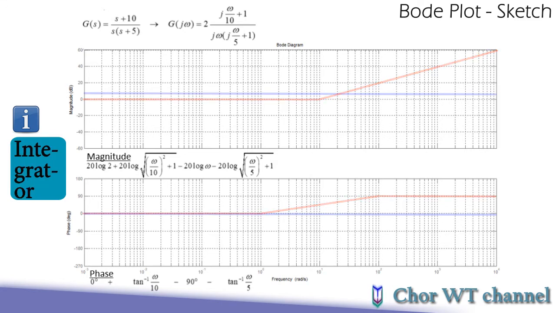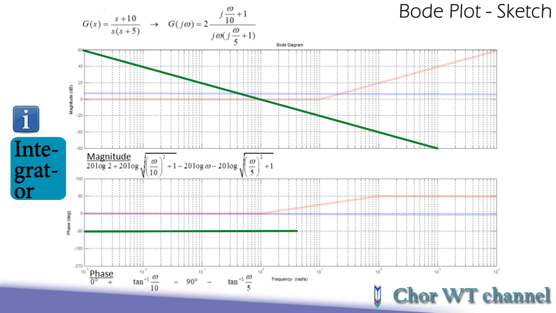Next, we move to the integrator. The magnitude plot of the pure integrator will be a constant slope of negative 20 dB per decade, and it will cross 0 dB at a frequency of 1. So basically it will be something like this. And next we move to the phase diagram. The phase of a pure integrator will always be negative 90 degrees regardless of the value of the frequency. Okay, so we are done with the integrator.